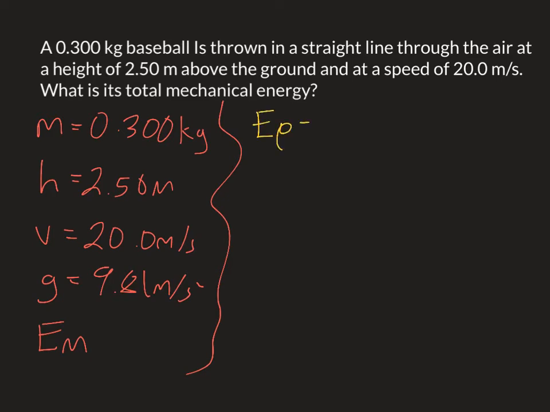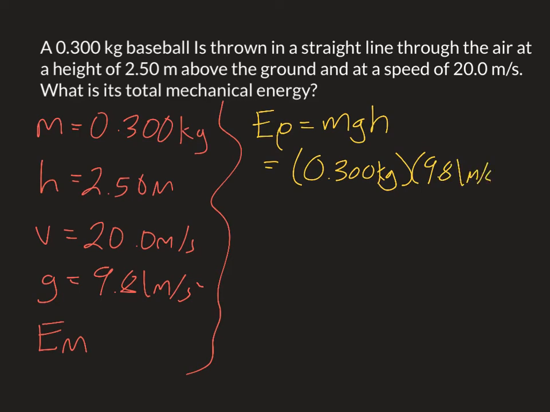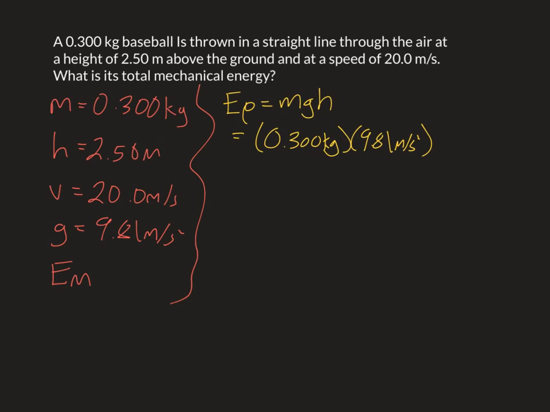So potential energy is equal to mass times gravity times height. So we're just going to plug our numbers into that. So we're going to go 0.300 kilograms times 9.81 meters per second squared times our height of 2.50 meters. Now, when I plug all that into the calculator, I get a potential energy of 7.3575 joules.